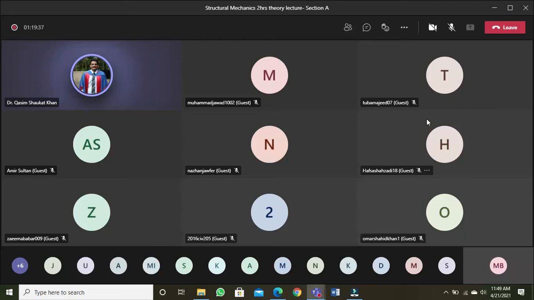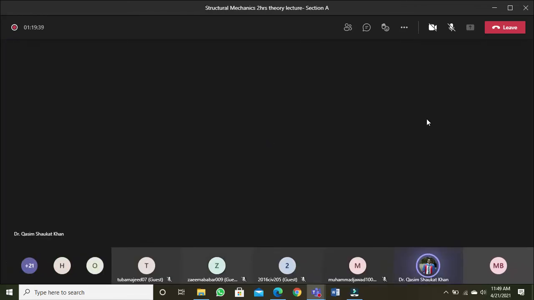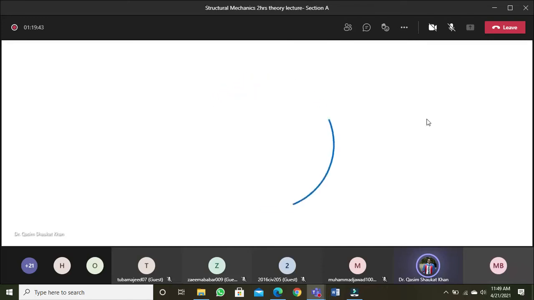One more thing while the board is loading: in the paper as well, and in the practice problems which I will give you, we will work in SI units. We will not be using FPS. We will be working in the SI system. Done? Yes, sir.